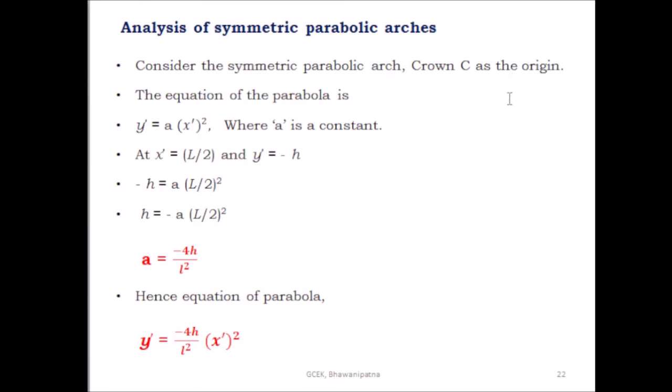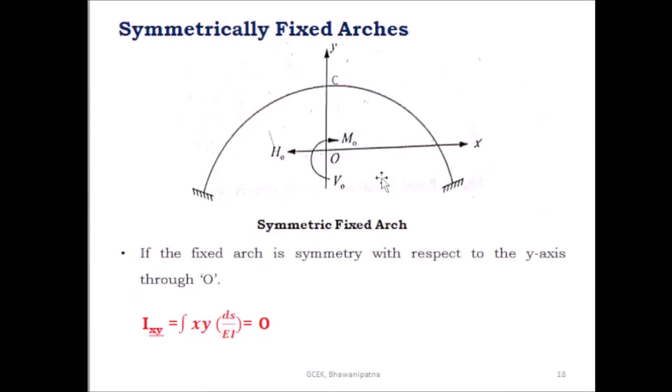If you are taking crown C at the origin, what is the equation of the parabola? The equation of the parabola is y dash is equal to a x dash whole square, where a is a constant. But what is the value of x dash? X dash is equal to L by 2. This is the x dash, if you are taking the crown as the origin. The total span of the parabola is L, and this is X dash and this is Y dash.